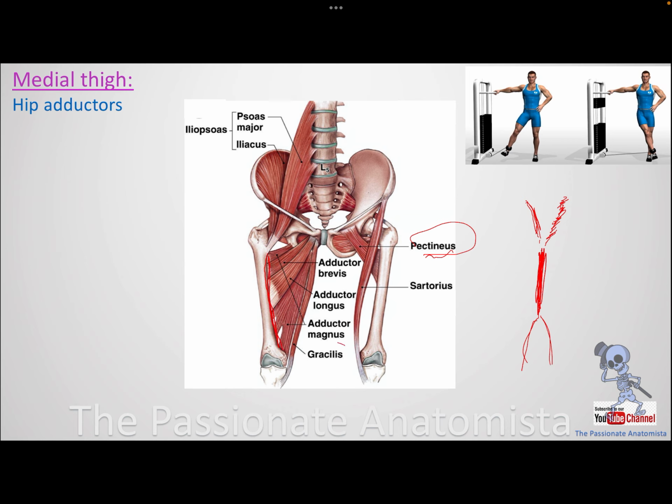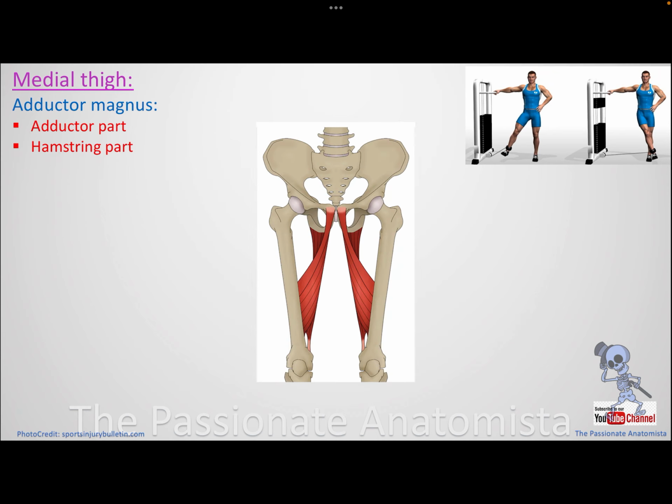Now, the gracilis, of course, everyone knows, comes from the pubic bone, but it goes to the upper medial end of the tibia. Now let's focus on the adductor magnus because it's a big muscle.